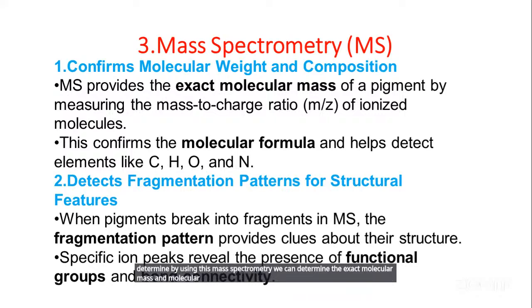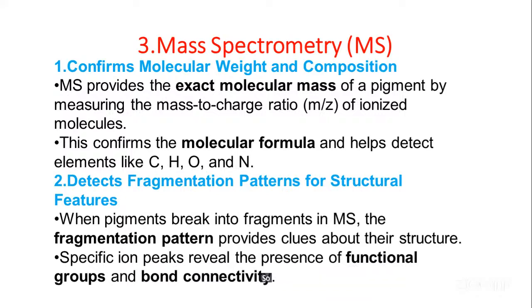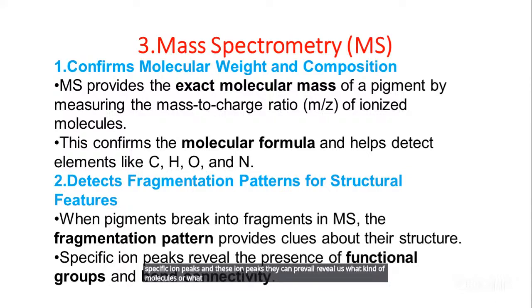The second benefit of this mass spectrometry is that it detects the fragmentation pattern for structural features. The same thing happens here: we get a spectra, we get specific ion peaks, and these ion peaks can reveal to us what kind of molecules or what kind of elements, and what is the pattern of these elements. All these things we get to know after doing this mass spectrometric analysis.